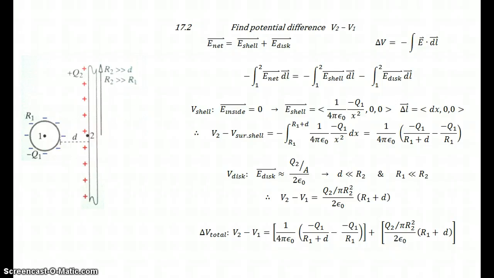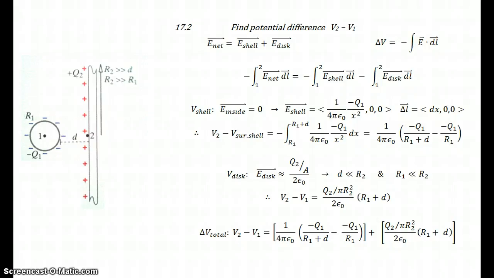Because there is very little matter in both the shell and the disc, I will ignore the polarization of the plastic and glass. By using the superposition principle, I know that the net electric field equals the electric field of the shell plus the electric field of the disc. And by using the delta V equation, I am able to set up an equation for the total change in potential by adding the contributions of the shell and the contributions of the disc.